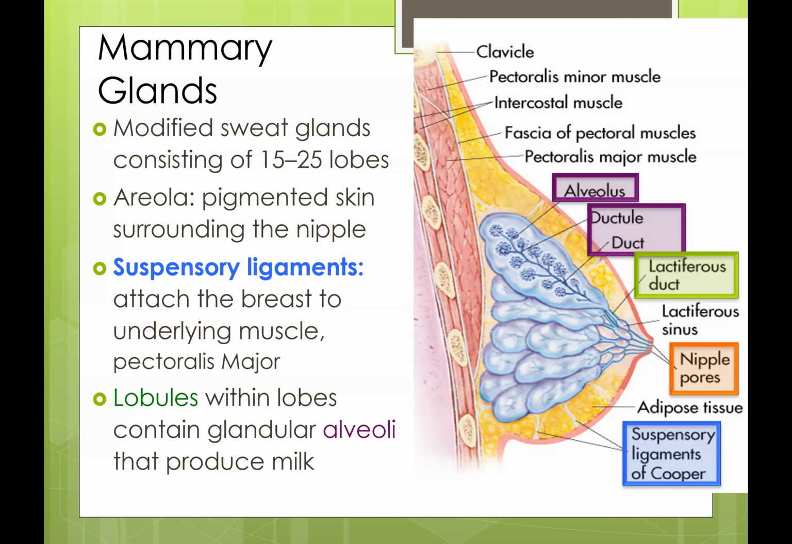The suspensory ligaments of Cooper, also called Cooper ligaments of the breast, are going to attach the breast to the underlying muscle, which we haven't gotten into yet, but this is your pectoralis major muscle. This full structure here, the alveolus, ductule, and duct, is going to be known as a lobule, with lobes that will contain glandular alveoli that produce the milk.